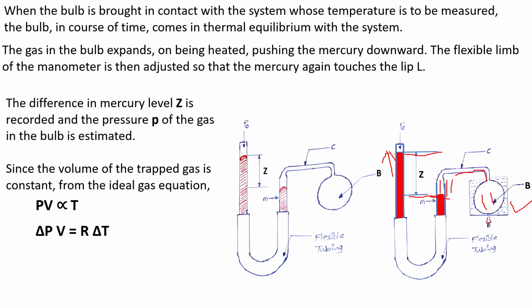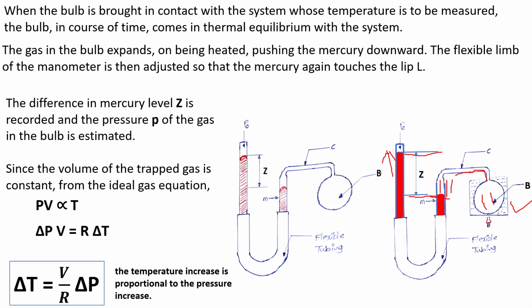equals capital R into delta T, that is the temperature difference. Then this temperature difference, delta T, equals V by R into delta P. So here it is stated that when the temperature increases, the pressure increases proportionally. By using this equation we can calculate the change in temperature by recording the change in pressure with the constant volume gas thermometer.